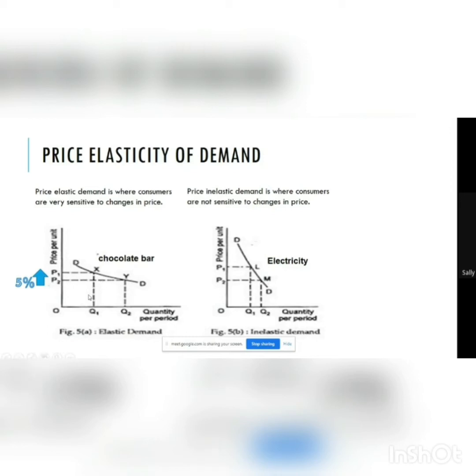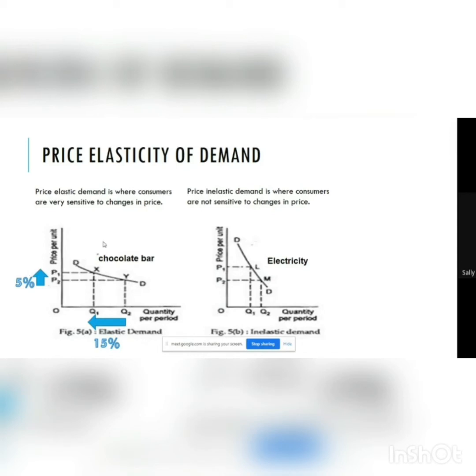So if Kit Kat increases the price just to increase the revenue, it is actually not sensible, because the chocolate bar has the nature of price elastic demand. When the price goes up, there is a higher percentage of sales decrease.